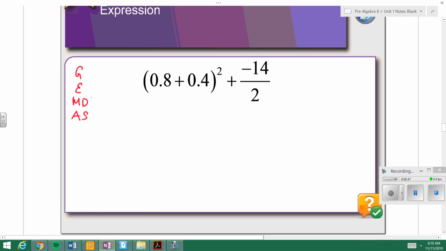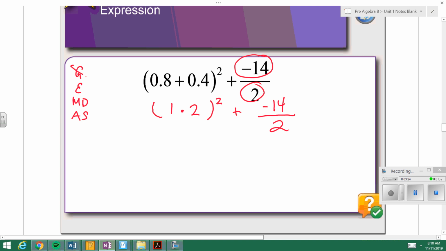Right? So do I have groups in this one? Yes, I do. So I'm going to go ahead and add these two decimals in the middle. 0.8 plus 0.4 is 1.2, still being squared, and I still have this division over here, negative 14 over 2. Any other groups to take care of? Well, if there was something to do on the top of this or the bottom of this division, I would have to do that alongside the groups, but I don't have to right now because there's nothing to do. It's already as simplified as it can possibly get, negative 14 over 2.